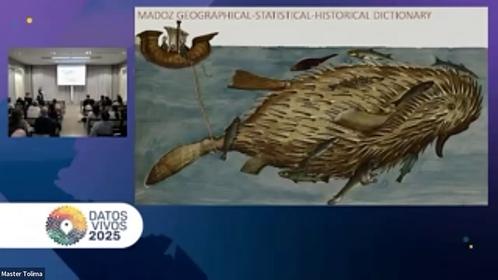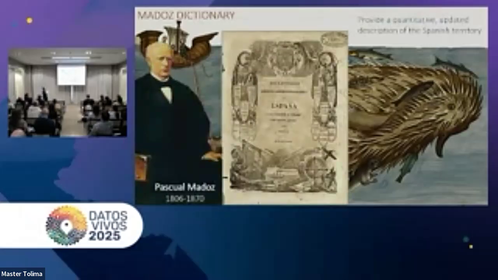Now we're traveling 300 years further into the future, still in the past, to the 19th century, with the Madoz Geographical Statistical Historical Dictionary. For short, we'll refer to it as the Madoz Dictionary. Pascual Madoz was a geographer and a politician, and his motivation was to provide a quantitative, updated description of the Spanish territory in the 19th century.